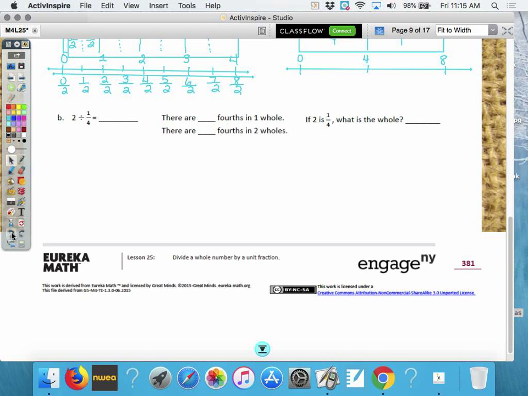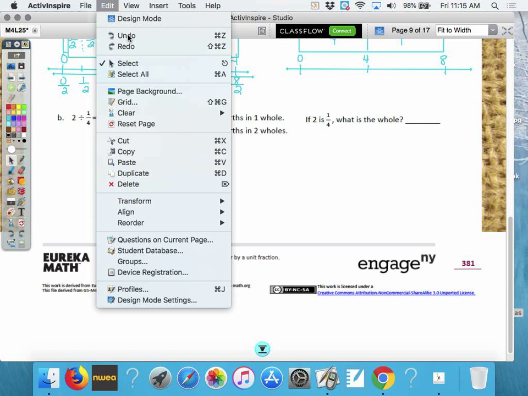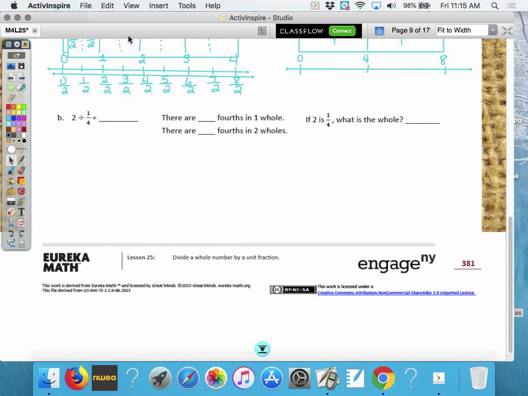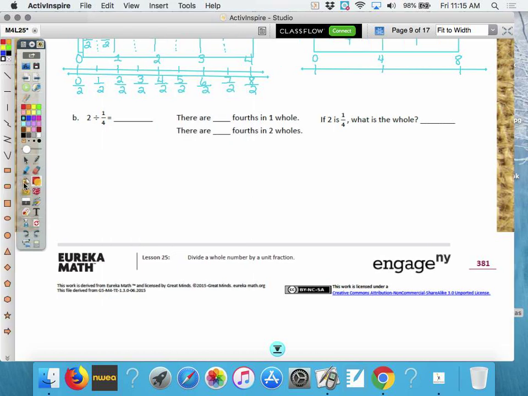Well, I was trying to paste that. I was trying to paste it. No go. Oh well, too bad. I'll draw it.